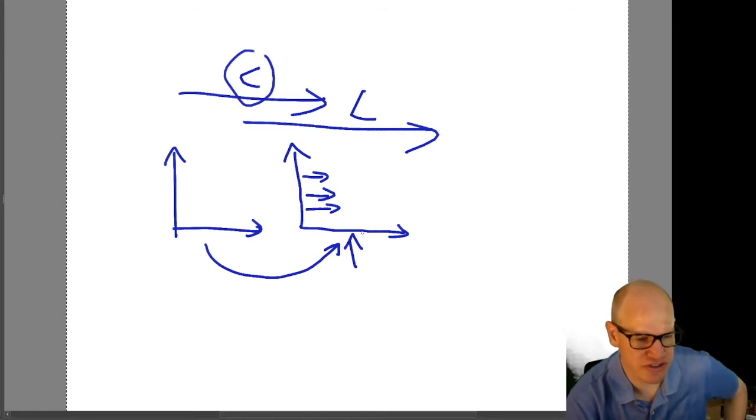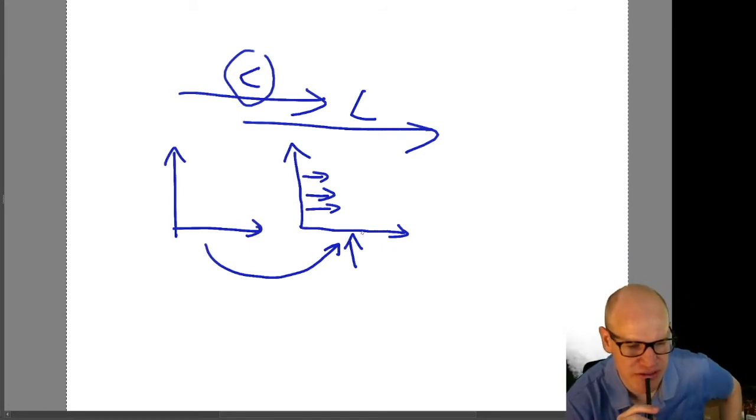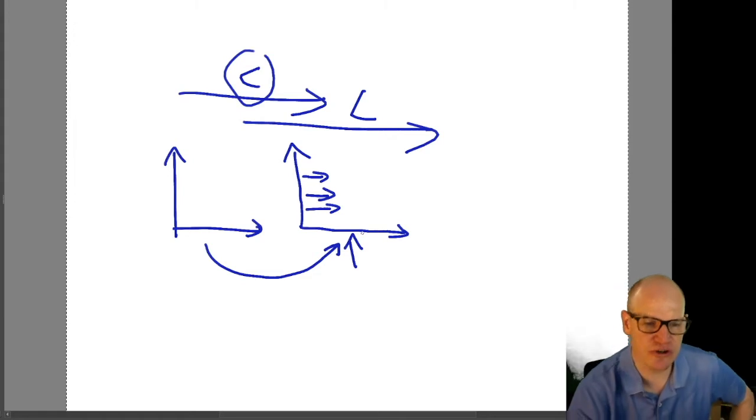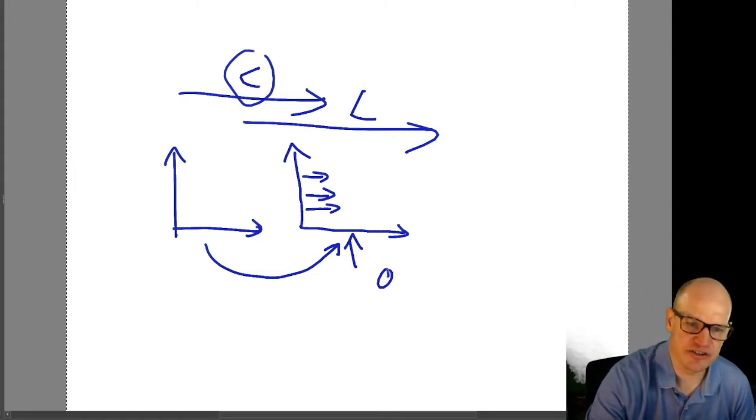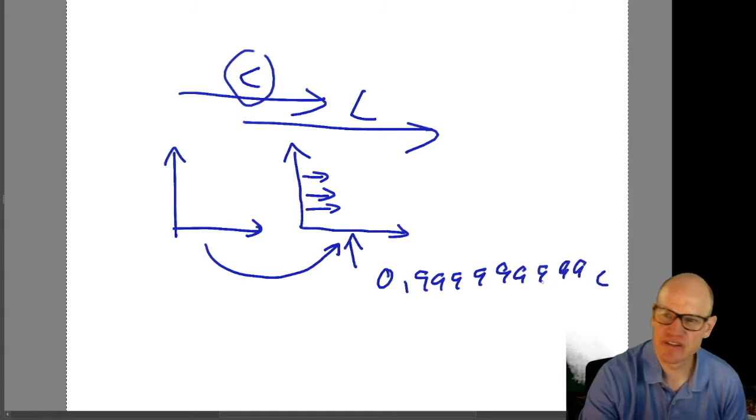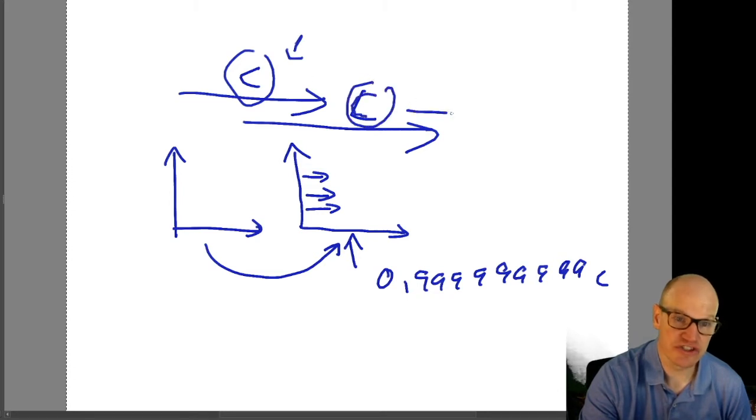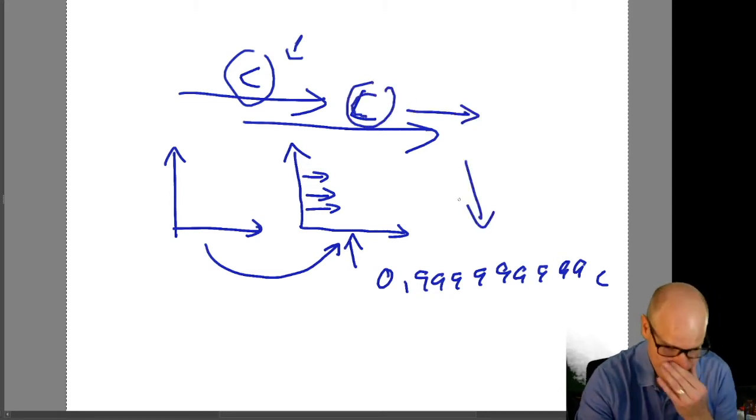So let me answer this question. Question coming up: if you go to the limit, yes. So if you're traveling here at 0.999999999 c, so that's pretty fast, then this photon, or this photon, either of these two photons, will still travel at c with respect to you.